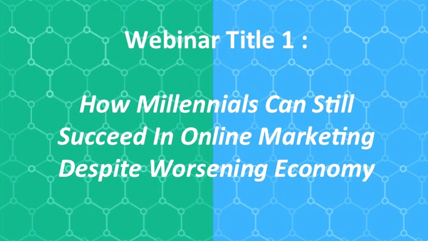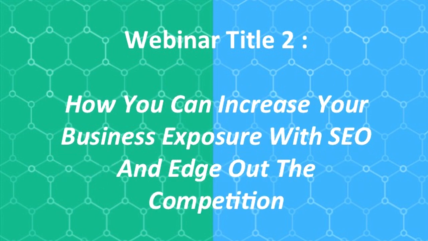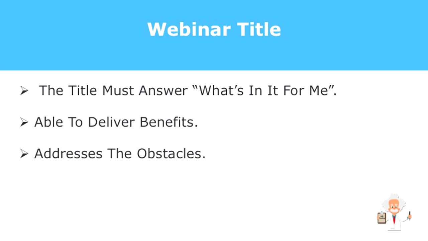The formula: how your target can enjoy this benefit by method of achieving the benefit, even if common objection. So title number 1, how millennials can still succeed in online marketing despite worsening economy. Title number 2, how you can increase your business exposure with SEO and edge out the competition. And here's the result. Using this formula allows you to use best keywords for a more effective title compared to just coming up with one off the top of your head.